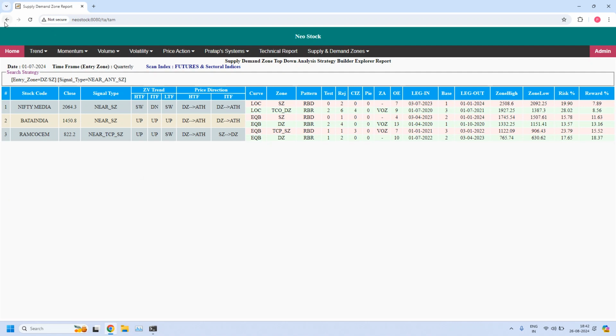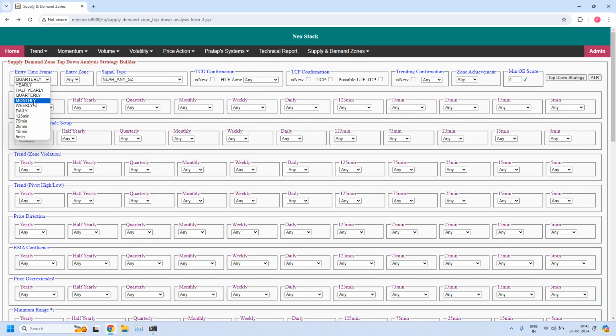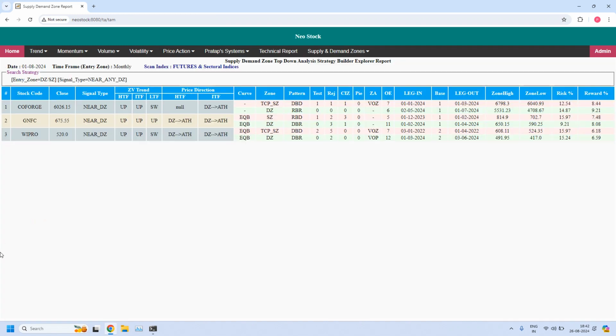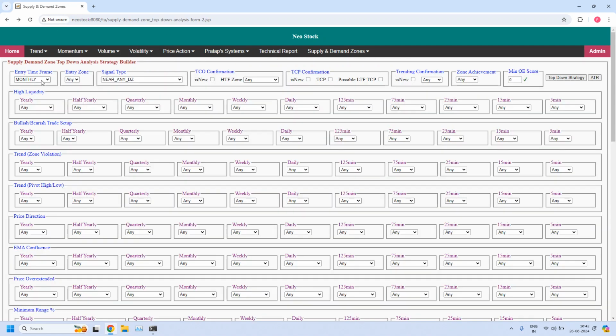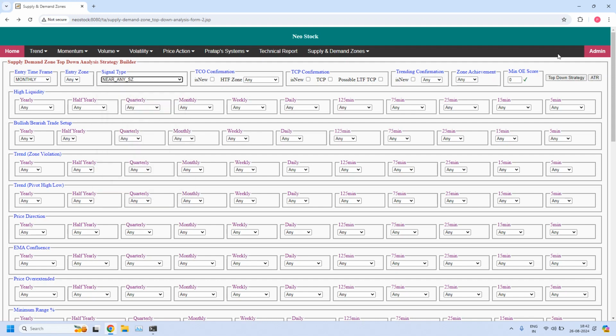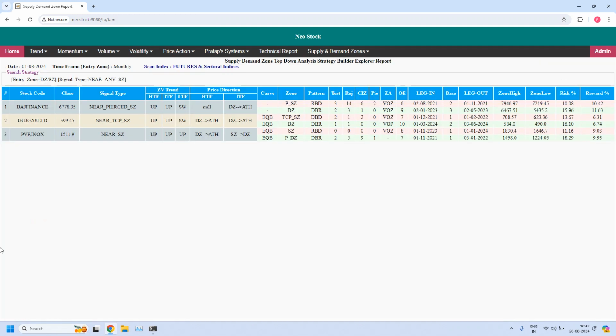The next time frame is monthly. For the monthly time frame, let us find the stocks near the monthly demand zone. 3 stocks are filtered. Next, for the monthly time frame, let us find the stocks near the monthly supply zone. So 3 stocks are filtered near the monthly supply zone.